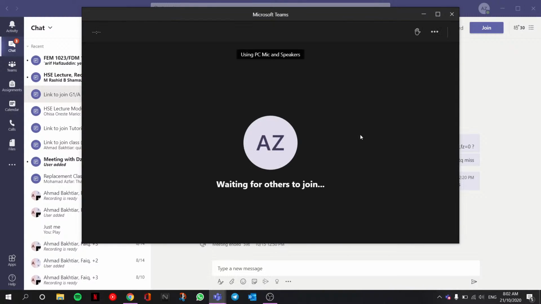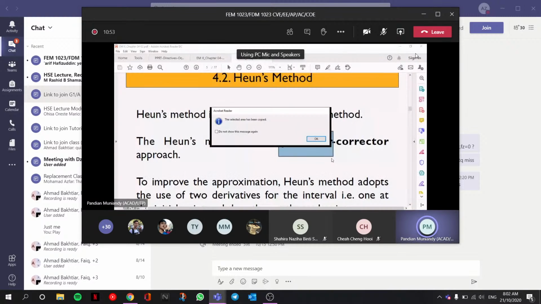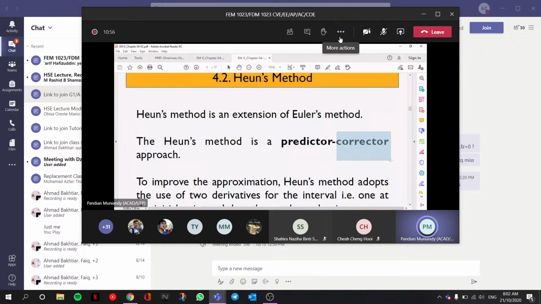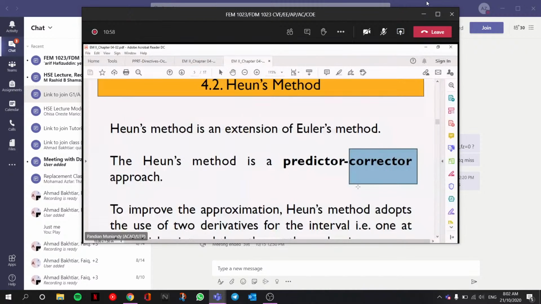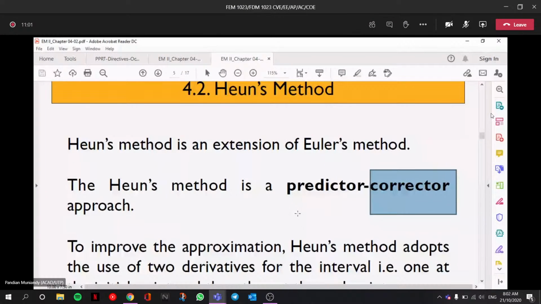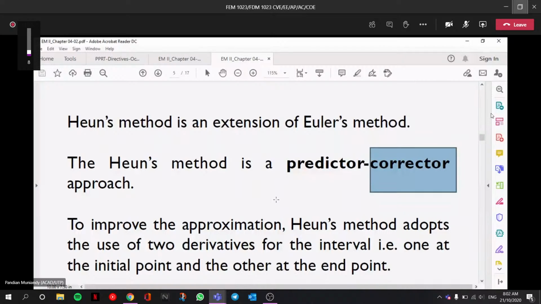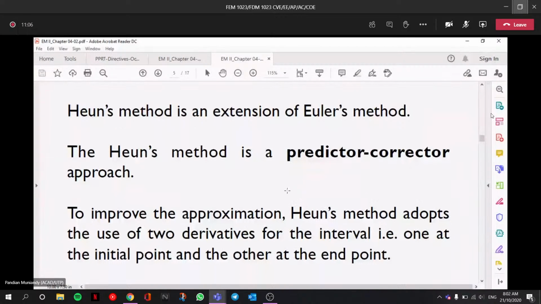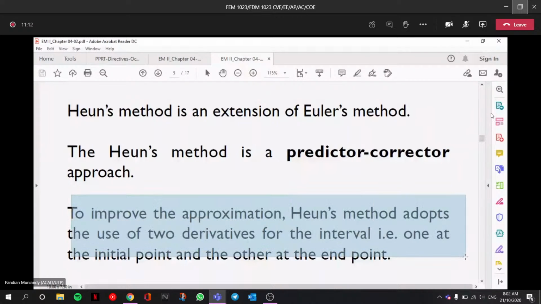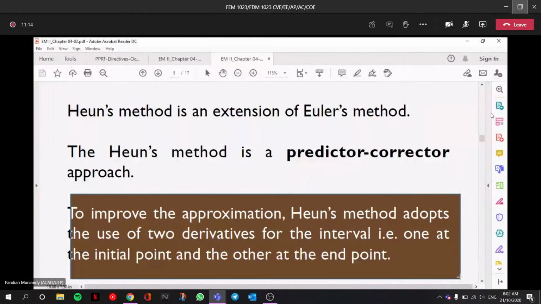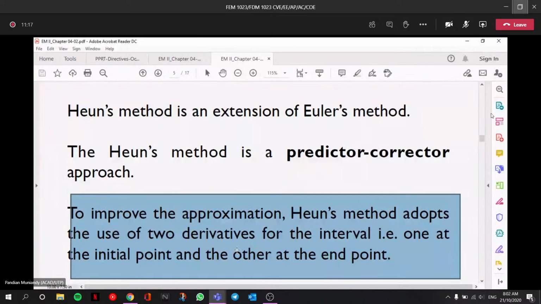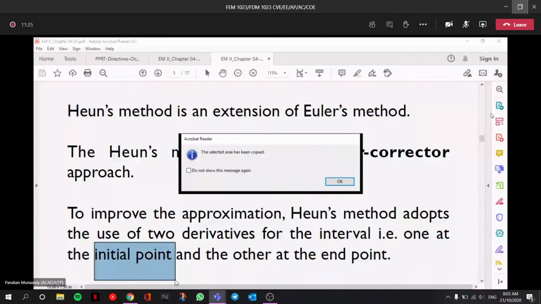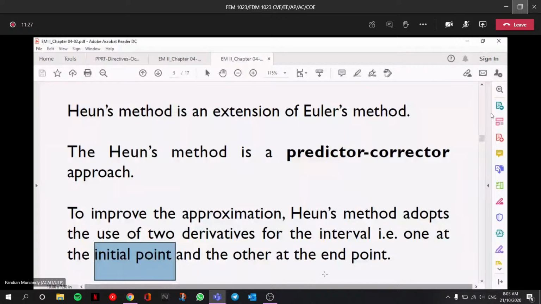One is called predictor, and the other is called corrector. If you combine both, then it becomes Yoon's method. We will see later what that is. This is just an explanation. To improve the approximation, Yoon's method adopts the use of two derivatives for the interval, one at the initial point and the other at the endpoint.